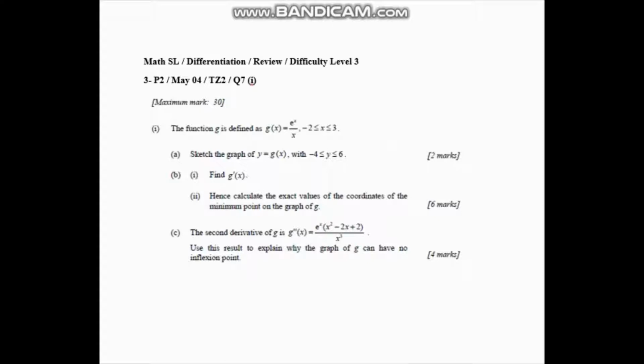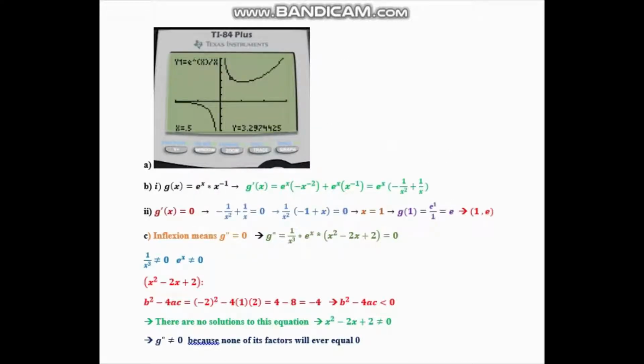Now in question BI, you are required to find g dash of x. So I've written g of x in a different way. The original function was e to the power of x over x. I've rewritten it as e to the power of x times x to the power of -1, and this shall help me use the product rule in order to evaluate the derivative. Of course, you could have just used the quotient rule to evaluate the derivative of this fraction, but I personally see that the product rule is easier to use.